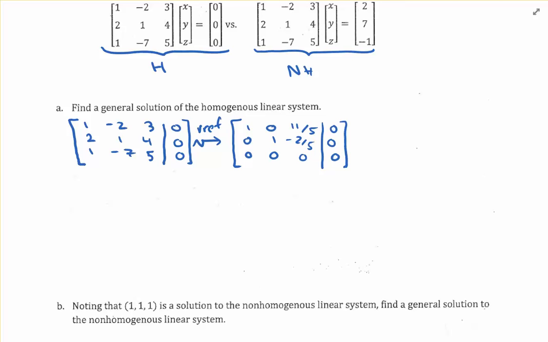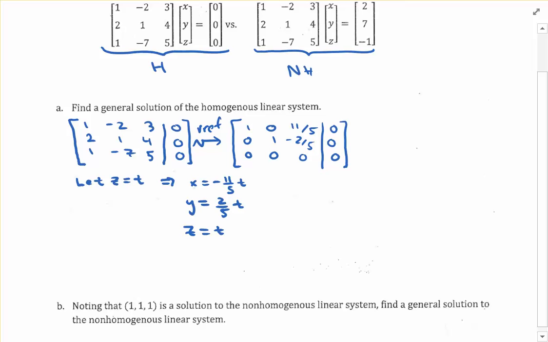So based on this, we should say let z equal t. What this would imply about the variable x is that x is equal to -11 fifths t. I'm getting that from imagining the top row written out as an equation again. It would be x plus 11 fifths z equals 0. And subbing in the parameter and solving for x, you would get this parametric equation, x equals -11 fifths t. In a similar vein, y would equal +2 fifths t, and then z would equal t.